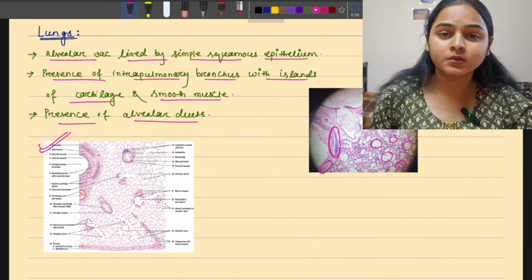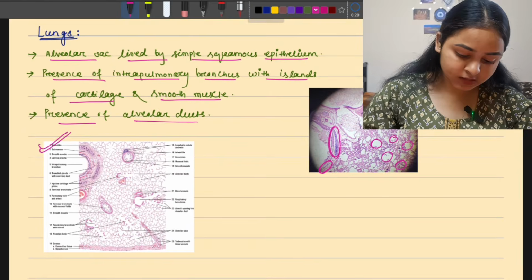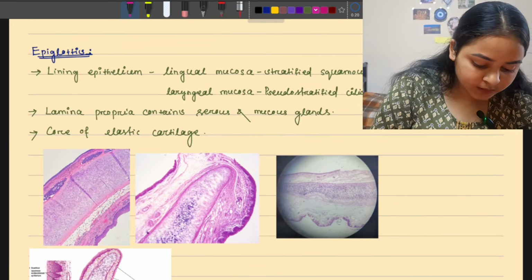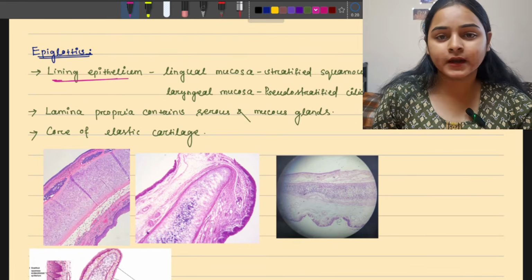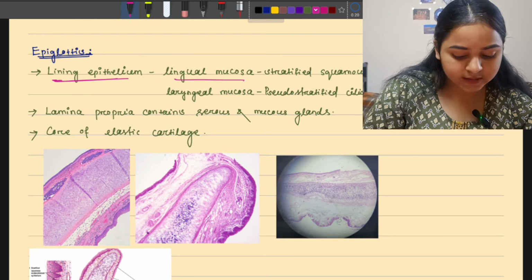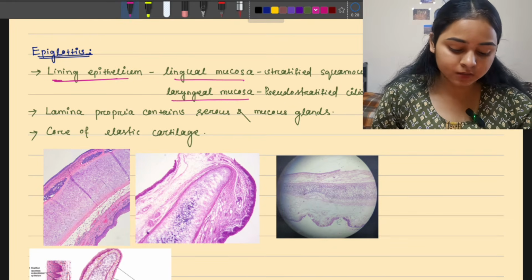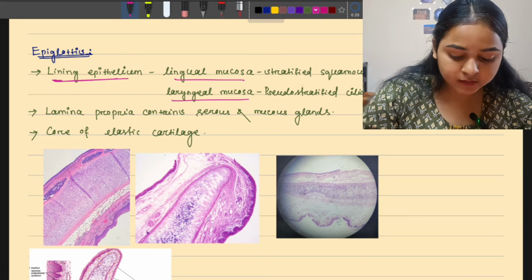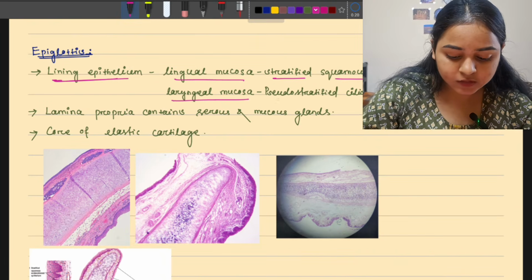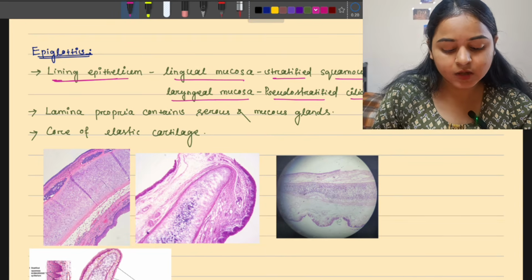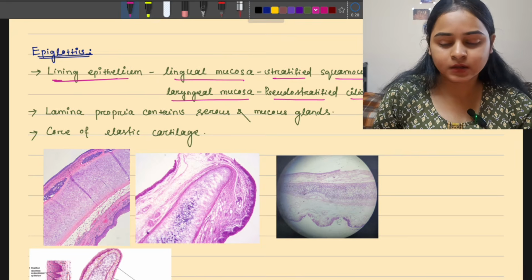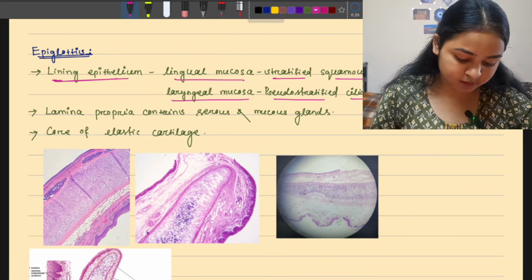Nothing much to discuss here. Now let's come into the slide of epiglottis. So what is the lining epithelium of epiglottis? Epiglottis has two kinds of epithelium, one towards the lingual mucosa and other towards the laryngeal mucosa. So what is the epithelium towards the lingual mucosa? It is the stratified squamous keratinized epithelium, and towards the laryngeal mucosa it is the pseudostratified ciliated columnar epithelium, because towards the larynx it is the respiratory side, so the respiratory epithelium is present towards the laryngeal mucosa.